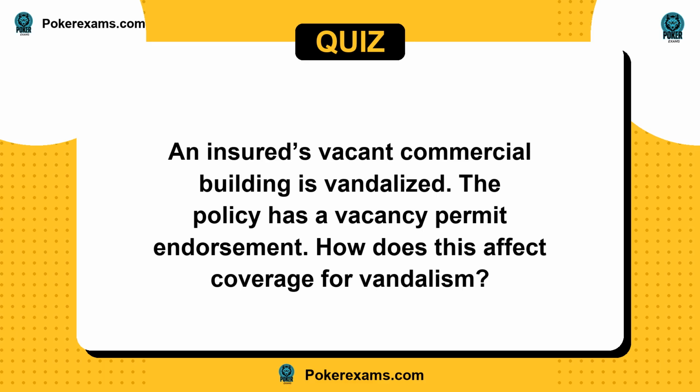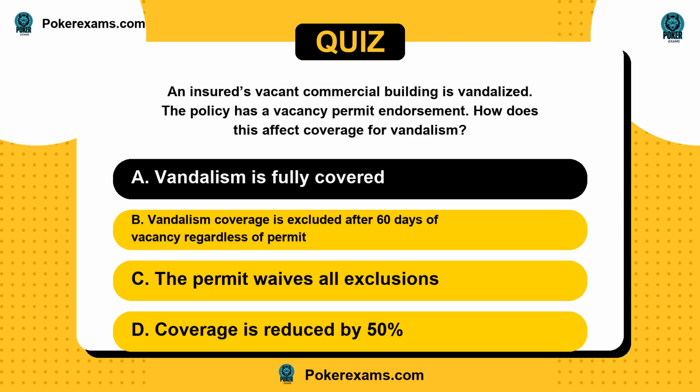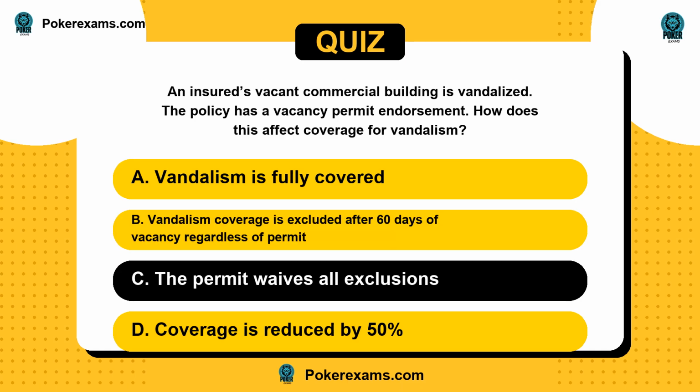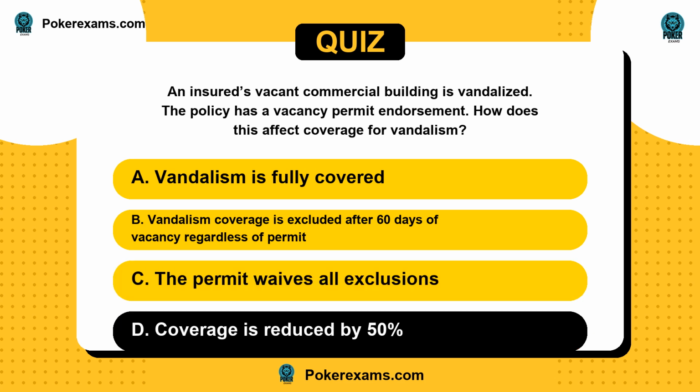Next question. An insured's vacant commercial building is vandalized. The policy has a vacancy permit endorsement. How does this affect coverage for vandalism? Is it A, vandalism is fully covered? Or B, vandalism coverage is excluded after 60 days of vacancy regardless of permit? C, the permit waives all exclusions? Or D, coverage is reduced by 50%?